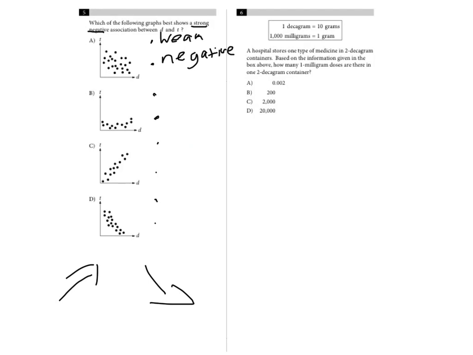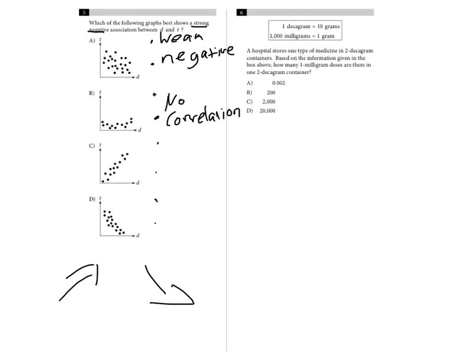I would actually say this is probably a no correlation. This might have a small positive correlation, but it's very small, very small. So I would just say this was a no correlation. That's a bad spelling, but it says no correlation.